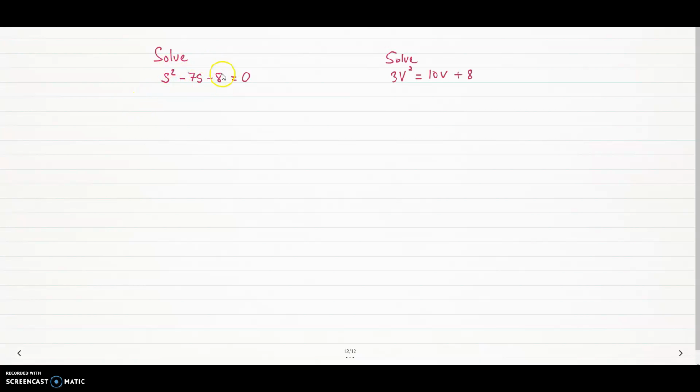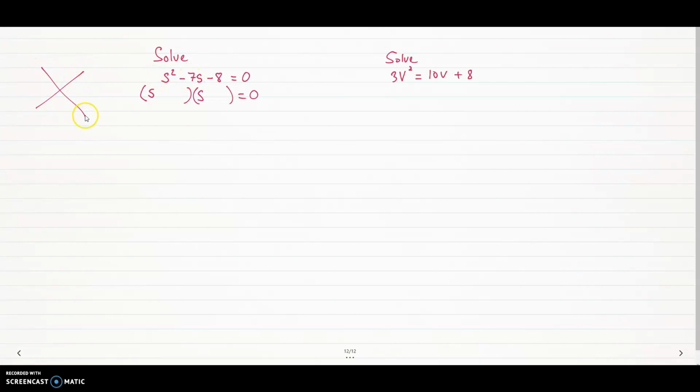This is a trinomial with a leading coefficient of 1 for the square term, so we can do the factoring. We have s here, so that when we multiply them, we get back the s squared. Now, how do I get the two numbers here and here? I need to find two numbers that, when I multiply together, I get minus 8, and when I add them together, I get minus 7.